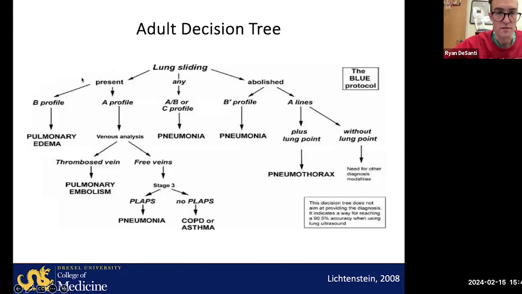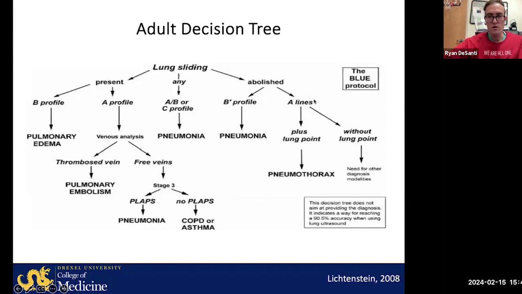If lung sliding is present and there are multiple B lines, this is suggestive of pulmonary edema. If there is lung sliding in primarily A lines, then they recommend analysis of the venous system, looking for DVT. If DVT is present, this is suggestive of pulmonary embolism. If DVT is not present, this can be suggestive of asthma or COPD. If there's posterior pleural effusion, it would be suggestive of pneumonia.